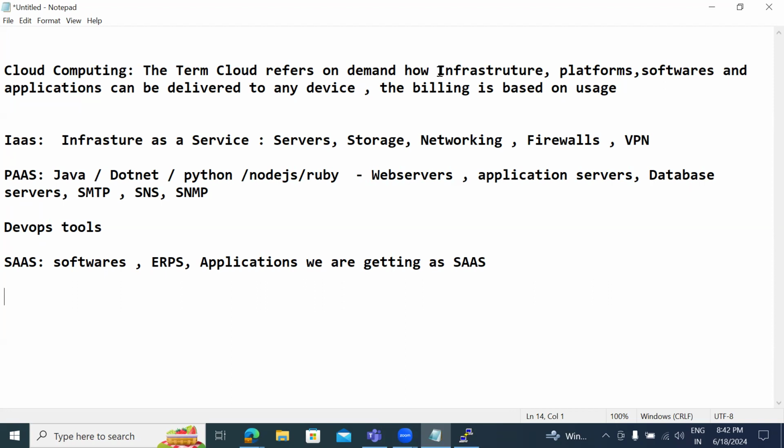IaaS, PaaS, SaaS. IaaS stands for Infrastructure as a Service. PaaS stands for Platform as a Service. SaaS stands for Software as a Service. So these are all the services we are going to get from the cloud. And if I use more, I'll pay more money. If I don't use it, we don't need to pay the money.